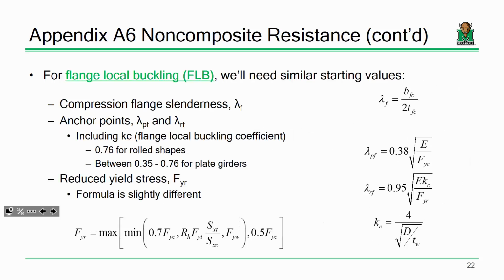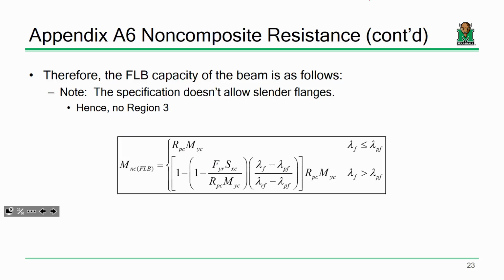Okay. Now, once you've got your web plastification factors, we have two limits we're going to assess: local buckling of the flange and LTB of the whole shape. For local buckling of the flange, we have a number of starting values we have to do. Again, we've already computed all this intro stuff, all these starting values. And here's the deal.